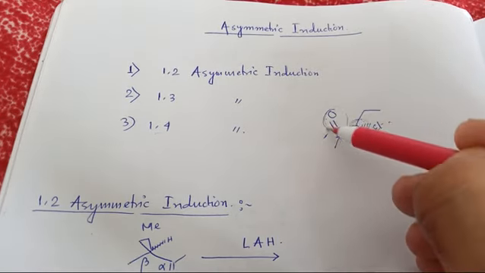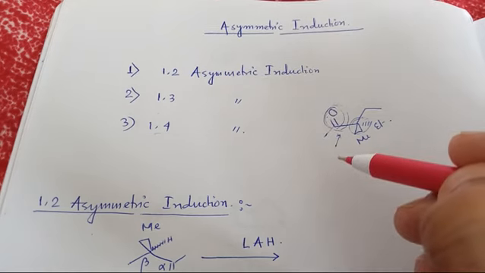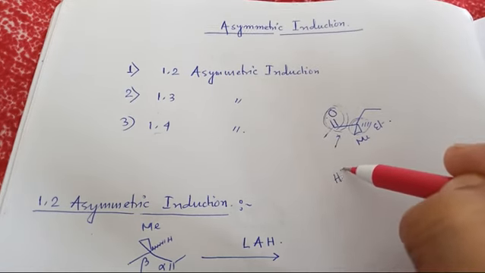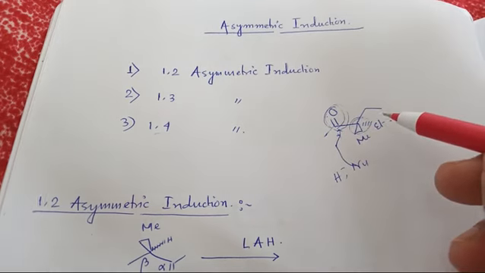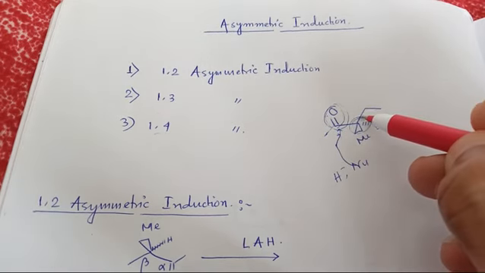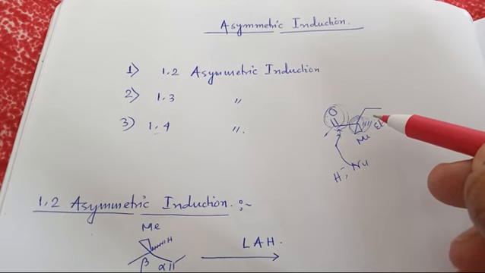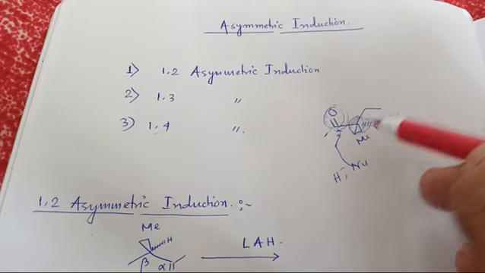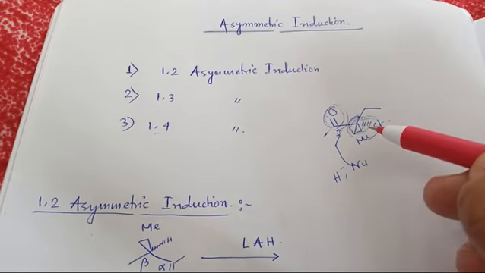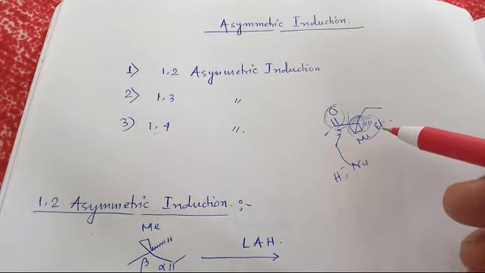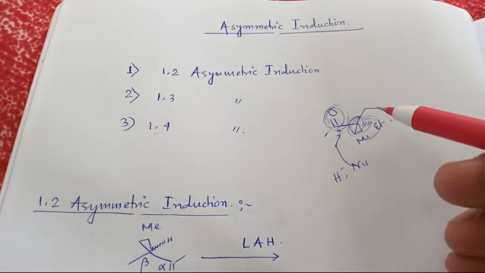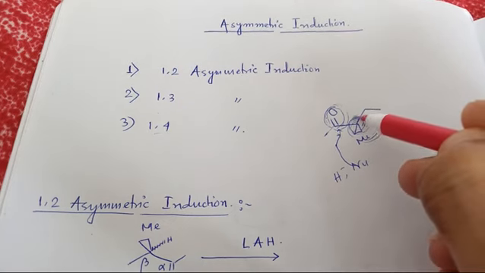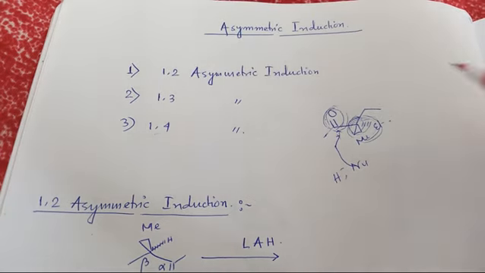Here this is the prochiral center. After addition of a nucleophile like H minus or any other nucleophile, it will become chiral. The induction will also occur because of that group. So a diastereomer will form, and it may be above or below. Basically it will depend on that center. So this is all about asymmetric induction.